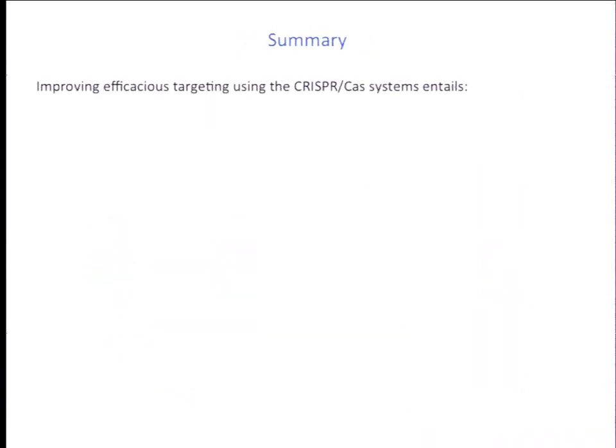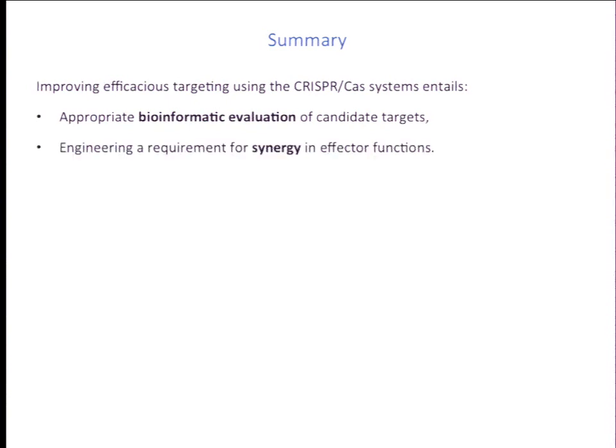So in summary, improving efficacious targeting using the CRISPR-Cas systems entails either appropriate bioinformatic evaluation of candidate targets or engineering a requirement for synergy in effector functions. So the Cas9 system can be used for both RNA-guided genome editing and regulation. That's the major conclusion from this work, and one has strategies to improve the specificity of the system by employing a synergy in effector functions.